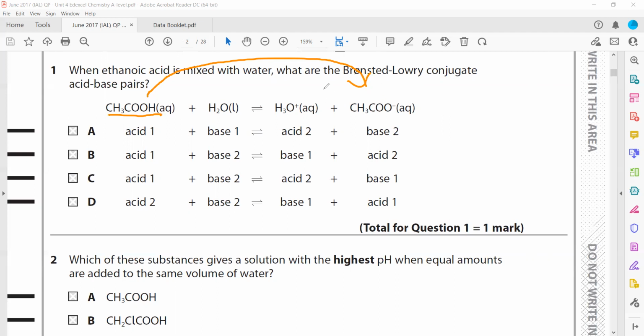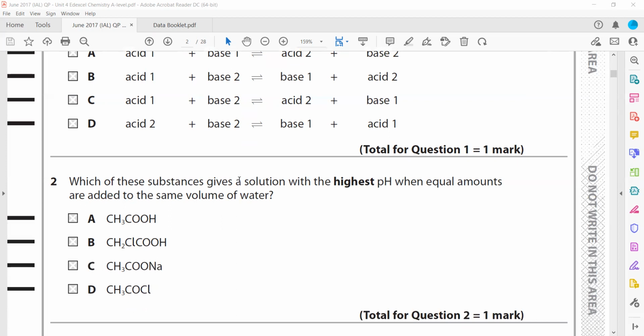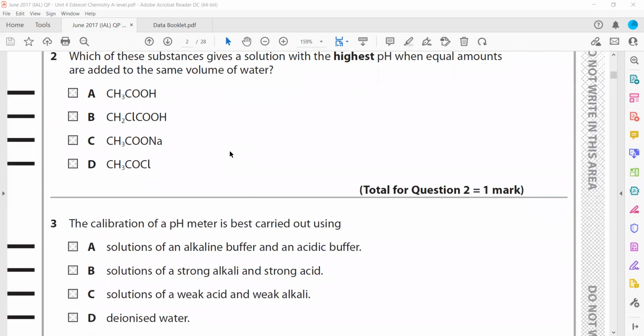So if this is an acid, the opposite one will be a base. So this will be acid one and base one. And the same thing, water is accepting protons. So water is a base and H3O+ is an acid. So C is the right answer. So for an acid, there will be a conjugate base.